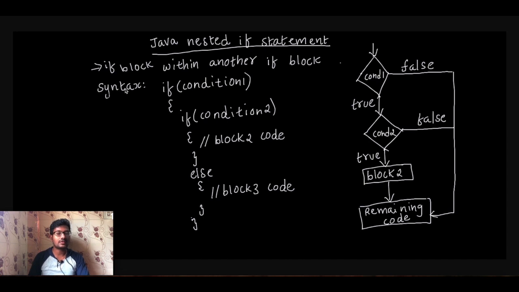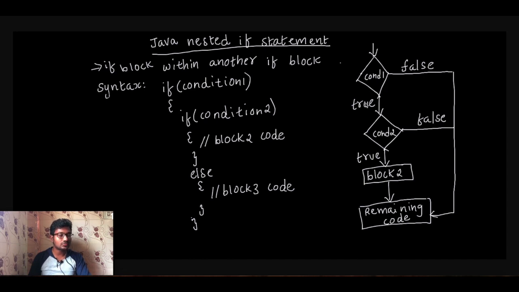So the syntax is as follows: if condition 1, if the condition is getting satisfied, then we will try to execute some statements. In those statements there would be another condition, if condition 2, if the next condition also gets satisfied, then we will try to execute the code. So this is the syntax, and this is the flow diagram.